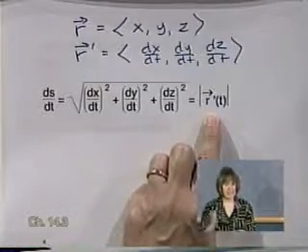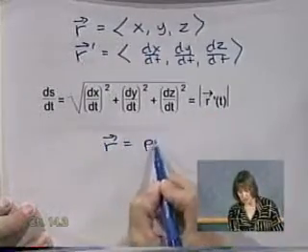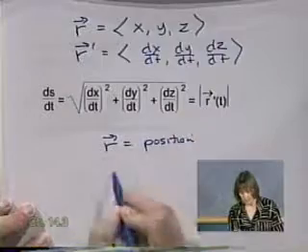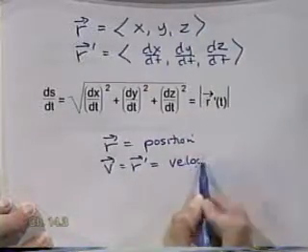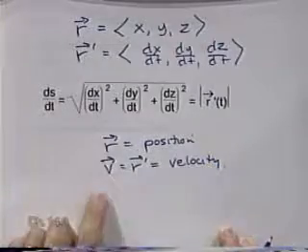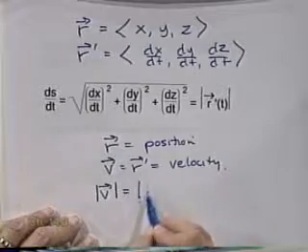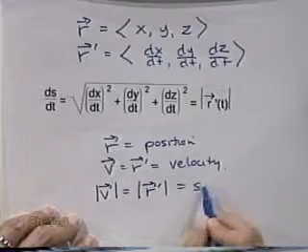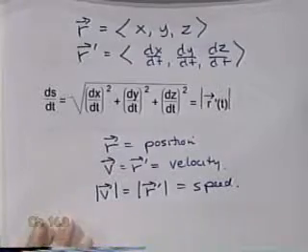Okay, now in the next section, we're going to talk about r being a position vector, and we're going to be talking about v, which is r prime, being a velocity vector. Well, if you think about that, the magnitude of v, which is equal to the magnitude of r prime, is the speed that the object's moving along the curve. Okay? So think about that.